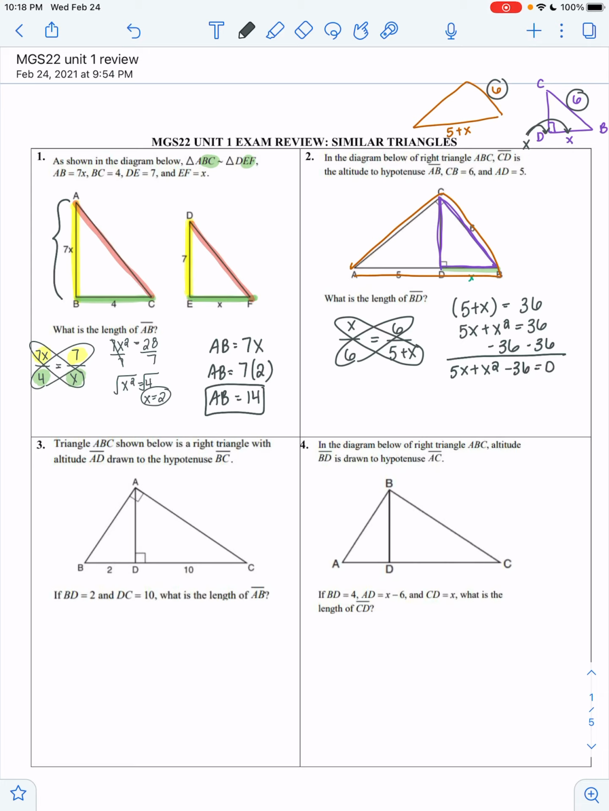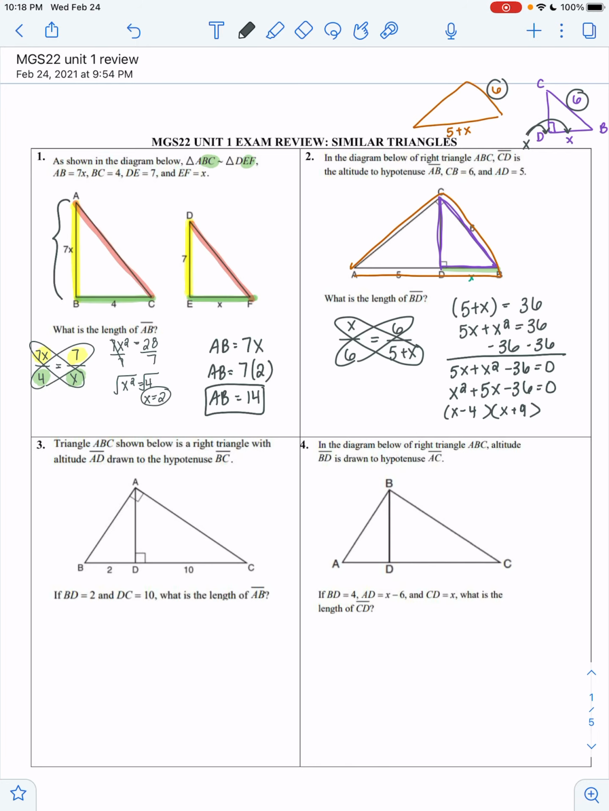Again, we want to put this in standard form. So I'm just going to rearrange it so it's in standard form. x squared plus 5x minus 36 is equal to 0. And over here, we're going to factor. When we factor, first of all, this is x and x. We want two numbers that will multiply to negative 36, but add up to positive 5. That ends up becoming plus 9 and minus 4.